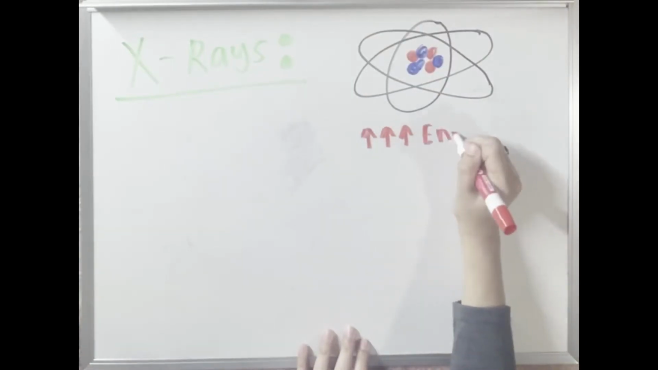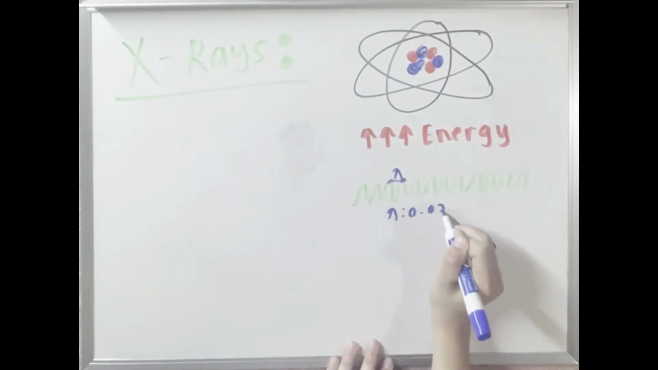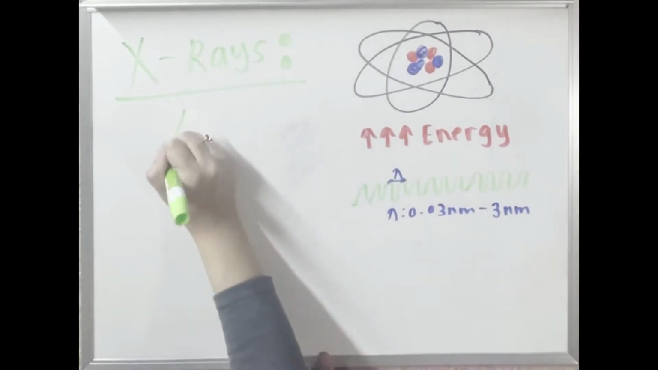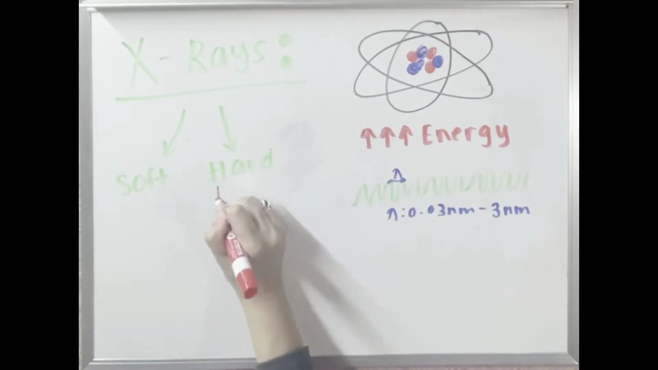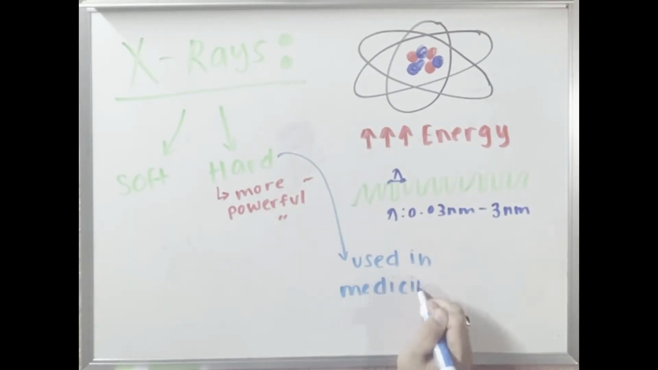They are much higher energy with much shorter wavelengths from 0.03 to 3 nanometers. X-rays are typically divided into soft and hard X-rays, with hard X-rays having much more energy, which allows them to also be used in a wide range of medical and industrial applications.